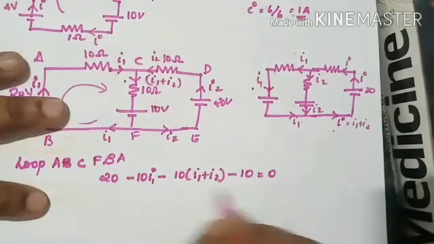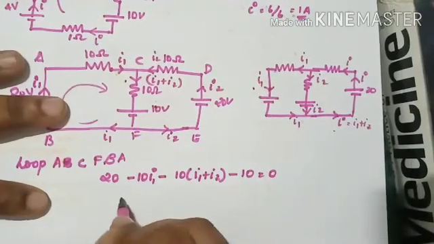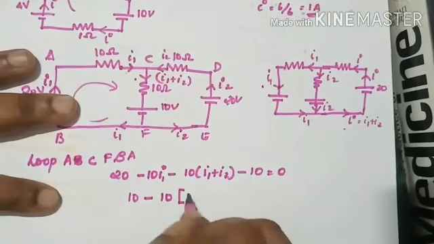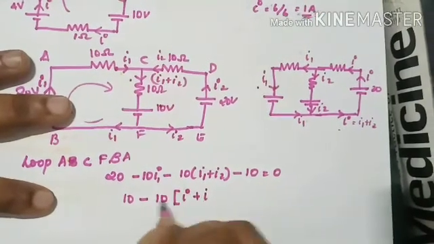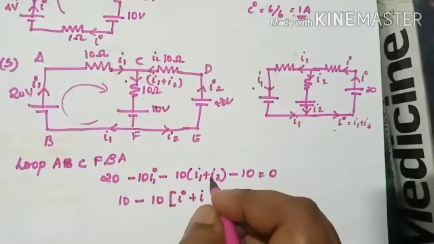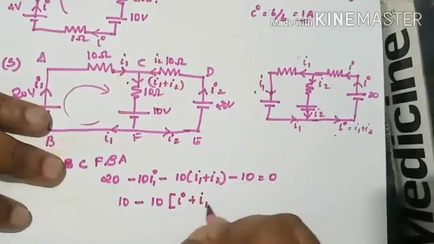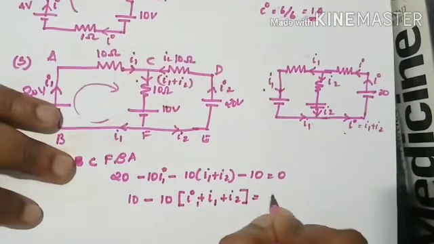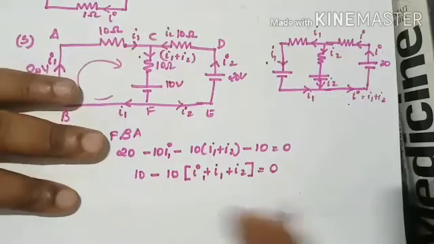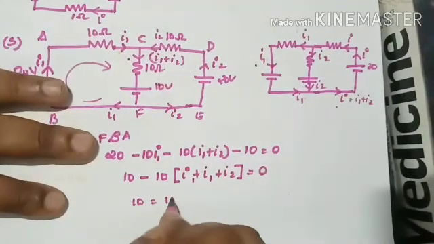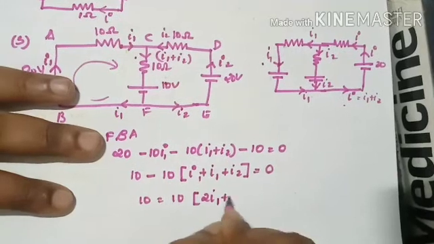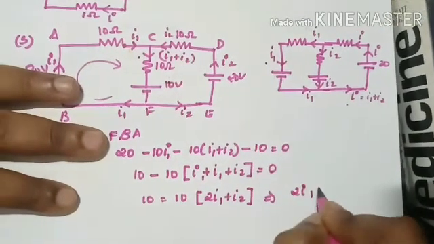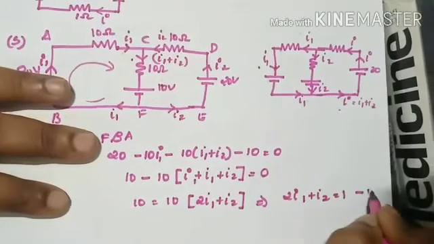Clear? Now this is simple mathematics. It is 20 minus 10 minus 10 I1, so there are two I1s, plus I2, is equal to 0. Right. So 10 is equal to 10 into 2I1 plus I2. 10 cancels off, or I can say 2I1 plus I2 is equal to 1. Let's make it the first equation.